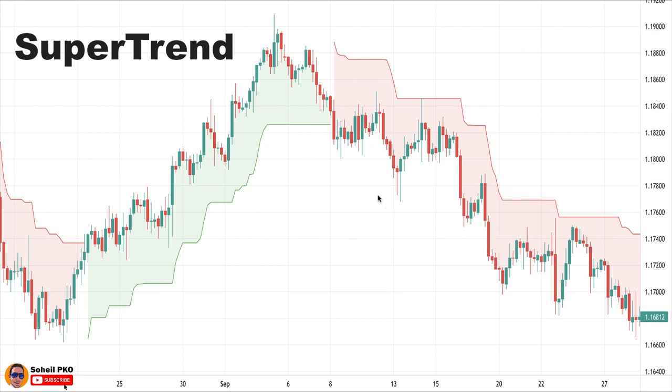Please pay attention that like other trend following indicators, Supertrend also works well when the market is trending, and when the market is in a trading range, it can give you false signals most of the time.